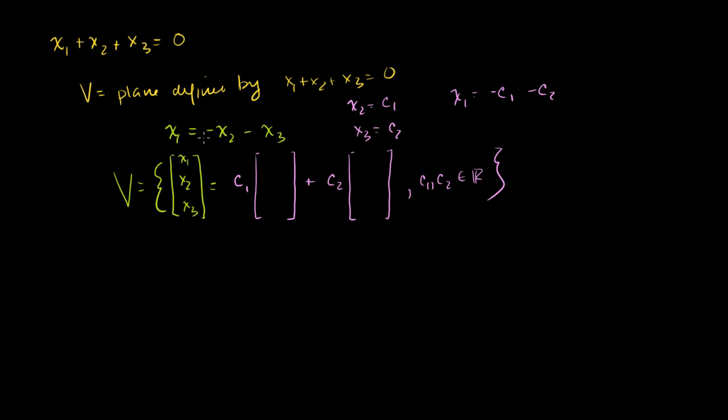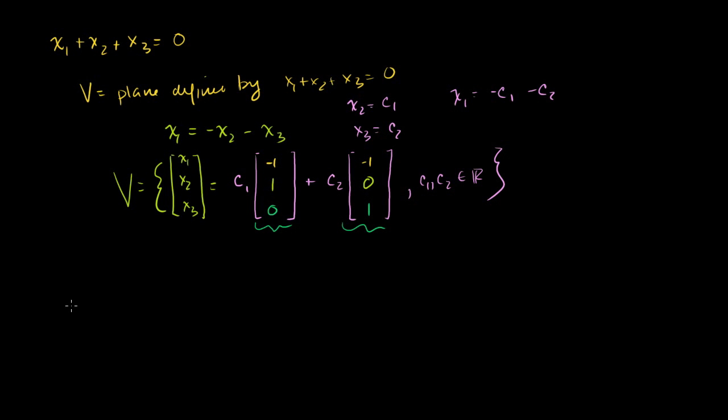And so what is x1? x1 is equal to minus c1 minus c2. So x1 is equal to minus 1 times c1 minus 1 times c2. x2 is just equal to c1, so x2 is equal to 1 times c1 plus 0 times c2. And then x3 is equal to c2, or 0 times c1 plus 1 times c2. So V is essentially the span of these two vectors, all of the linear combinations of these two vectors. That would represent that plane.